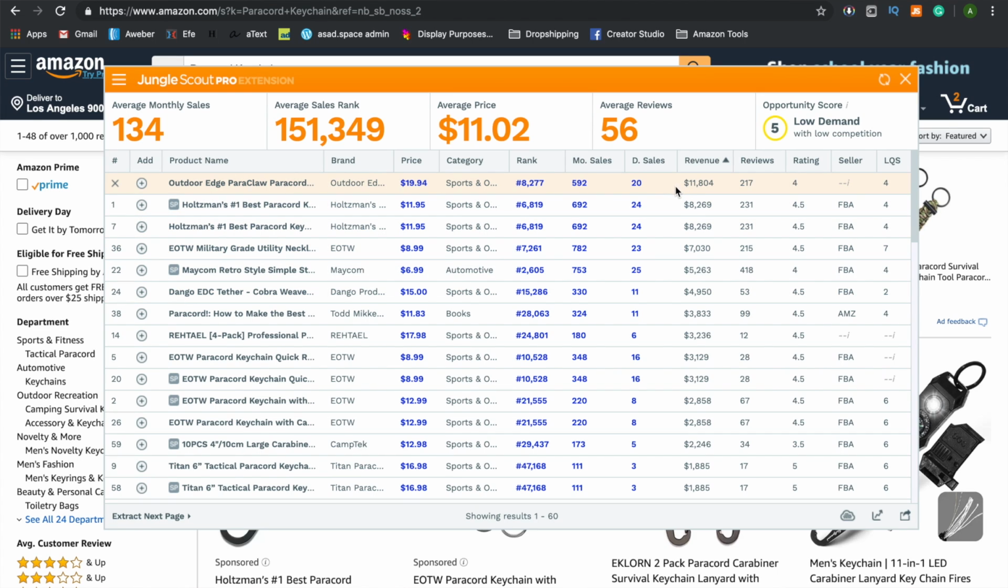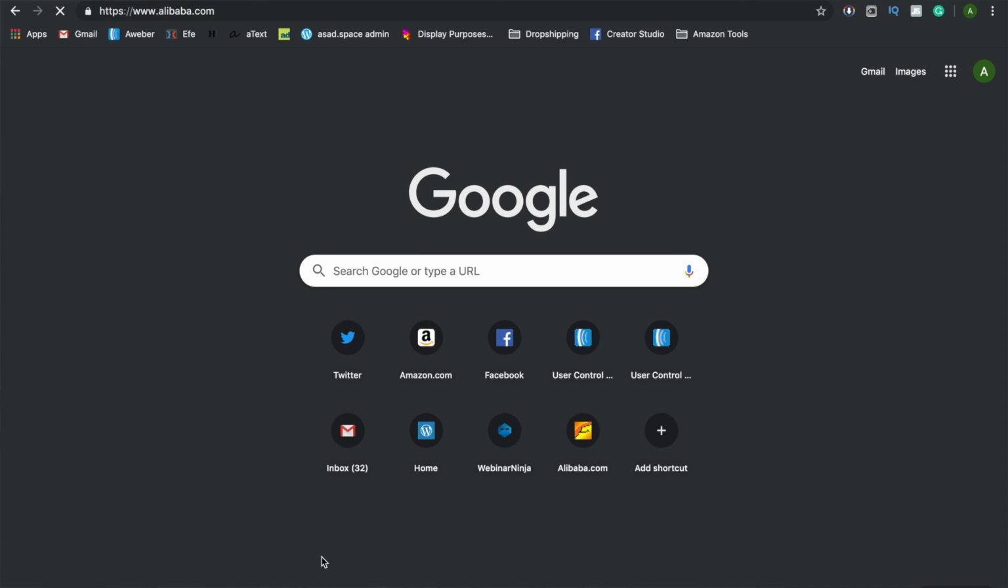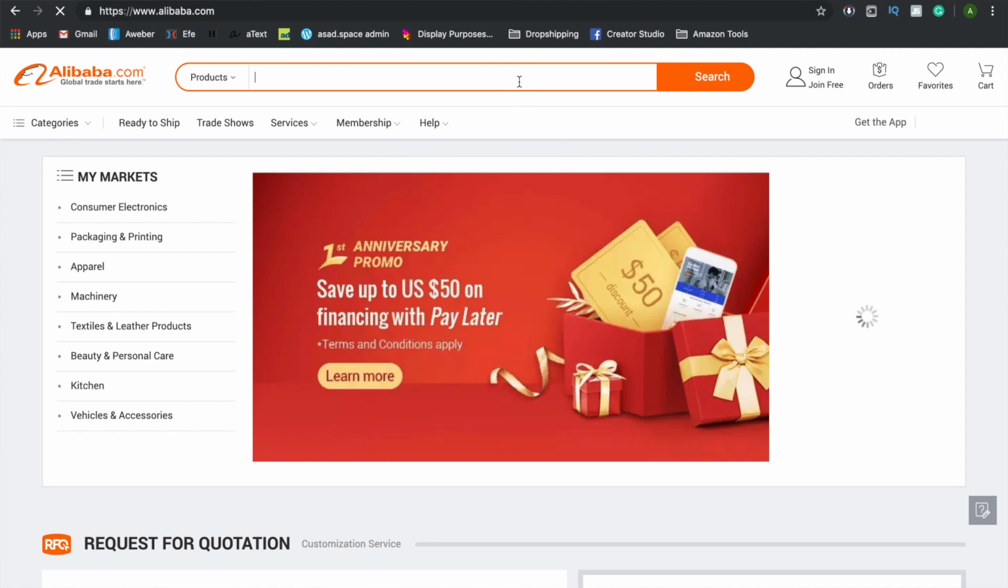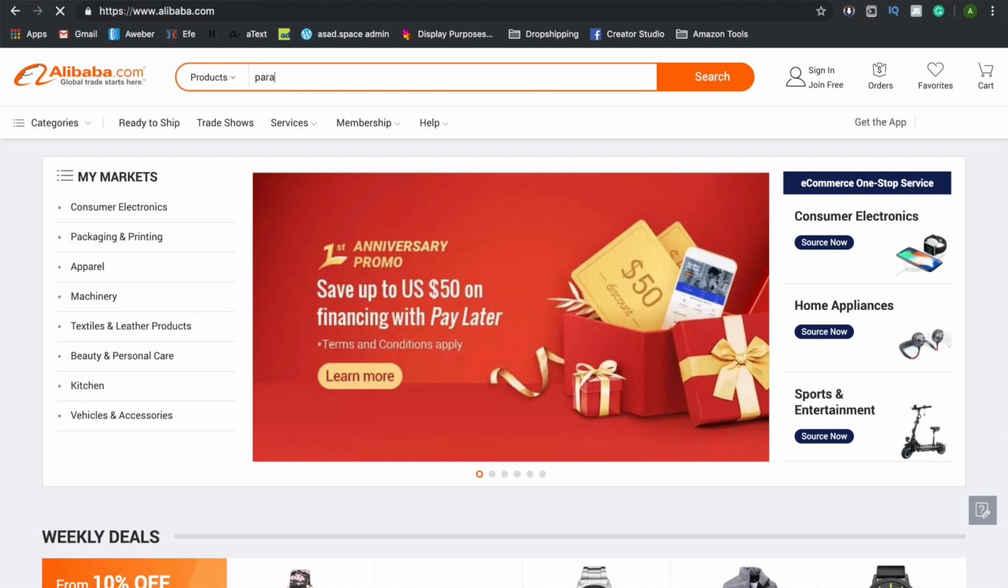And remember we talked about earlier, the barrier to entry is relatively low. There's not very many reviews and there aren't very many sellers. I personally wouldn't go with this product because it doesn't seem to have very much potential. But if I was interested, I would go over to Alibaba and search for the product and see what the data looks like. Paracord keychain.